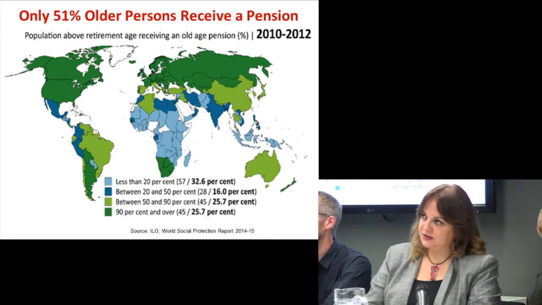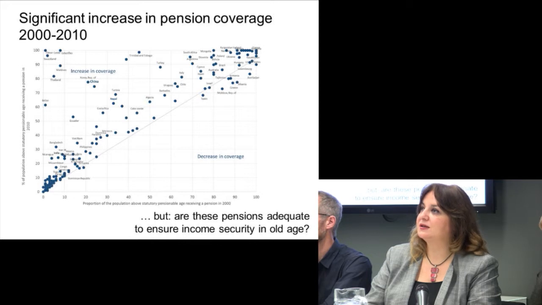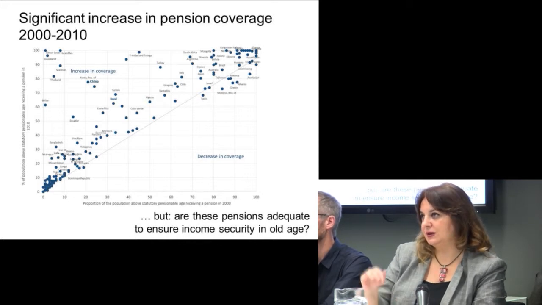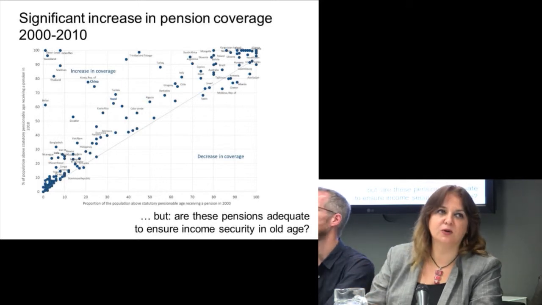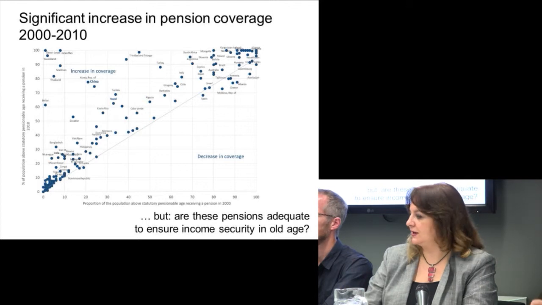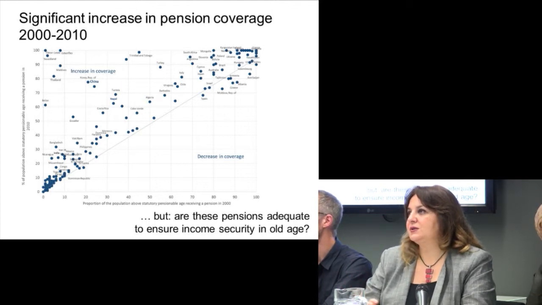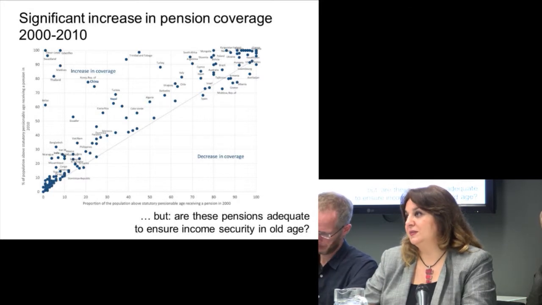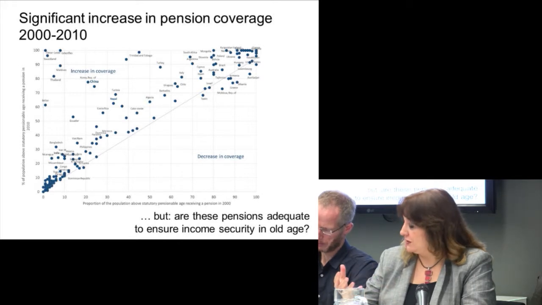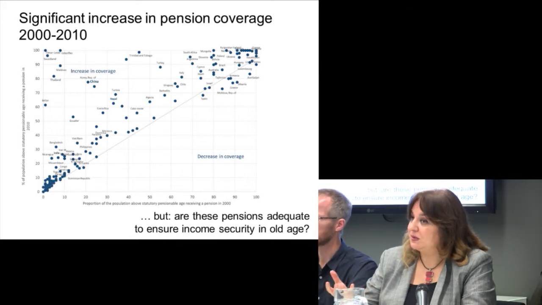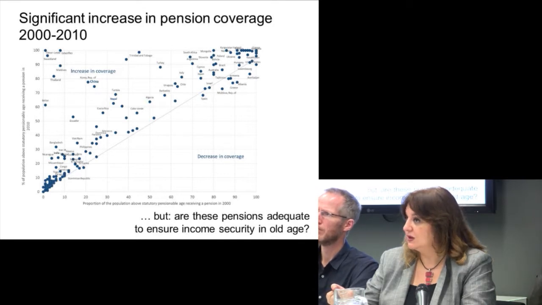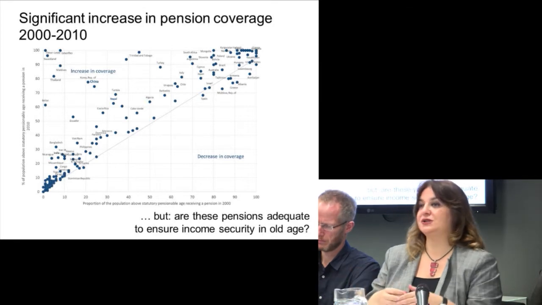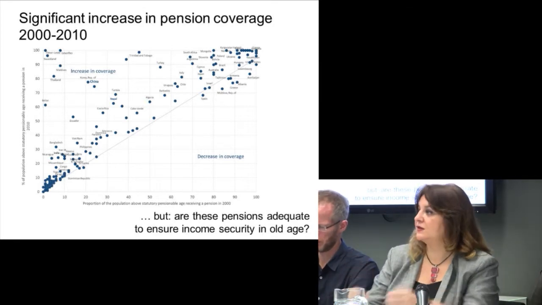Now, the key thing is not just the coverage. In this graph, all the dots that are on top of the middle bar show that they have been expanding coverage. So as you can see, most countries are expanding, and just a few countries were contracting. But the key thing, however, is the benefits. Though we see a positive trend on expansion of pensions, the problem is how high the benefits are, and in many cases the benefits are very, very low. So this is another area that we need to work on. It's not just the expansion of coverage, it's also the adequacy of the benefit.